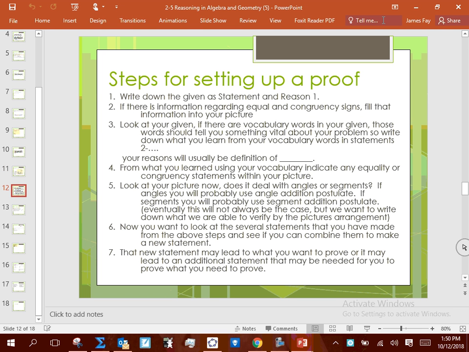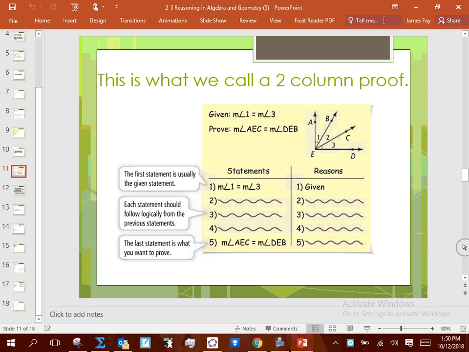The second thing says, if there is information regarding equal or congruency signs, fill that information into your picture. So step 2 here is directly linked to step 1. If in my given there were equal signs or congruency symbols, I need to go to my picture and draw that stuff in. So I would go to angle 1, draw an arc in there, go to angle 3, draw an arc in there, and that's going to help me, as we progress through this question, make more decisions.